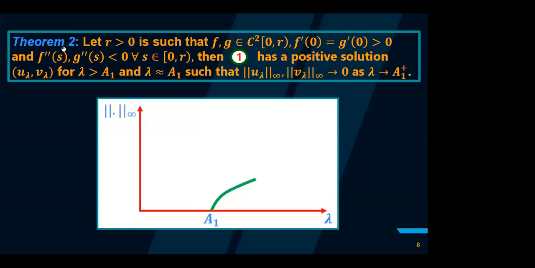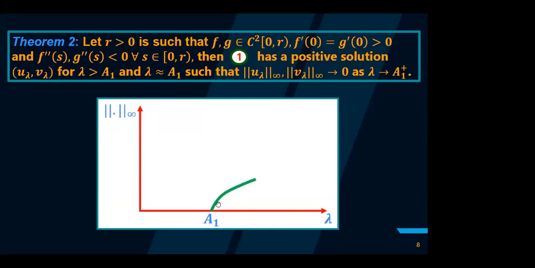All right, here is theorem 2. If you take r bigger than 0 such that f and g are C2 functions on [0, r], and f prime of 0 is equal to g prime of 0 and they are both positive, and f double prime and g double prime are negative on the interval [0, r], then our model has a positive solution (u lambda, v lambda) for lambda bigger than the principal eigenvalue but close to the eigenvalue, such that the sup norm of each individual component goes to 0 as lambda goes to A1 from the positive side.